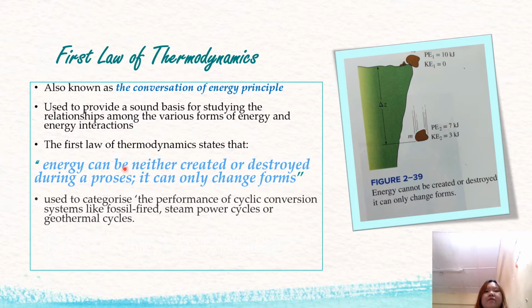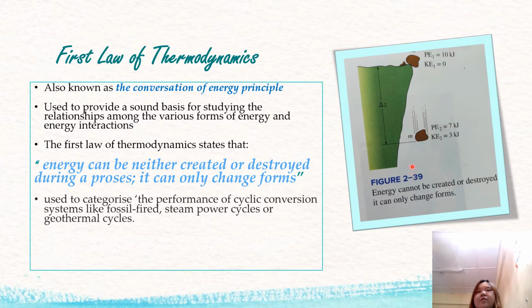The first law of thermodynamics states that energy can be neither created nor destroyed during a process; it can only change forms. It is used to characterize the performance of cyclic conversion systems like fossil fuel, steam power cycles, or geothermal cycles. So take a look at the picture here.